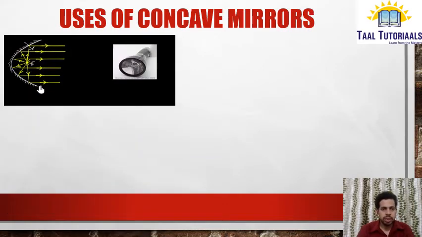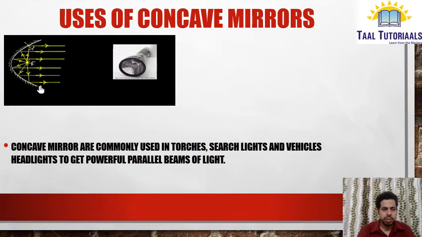So you can observe here we have shown a torchlight here. So obviously you can think that it is used in torchlight. What is the purpose? We will see now. So concave mirrors are commonly used in torches. I think you have seen torches in your house. So we use torches for parallel beam of light or headlight of the vehicles. If you see, they must produce a parallel beam, a long parallel beam. For that purpose, we use concave mirrors.